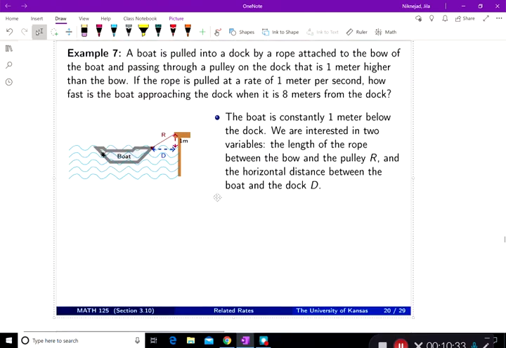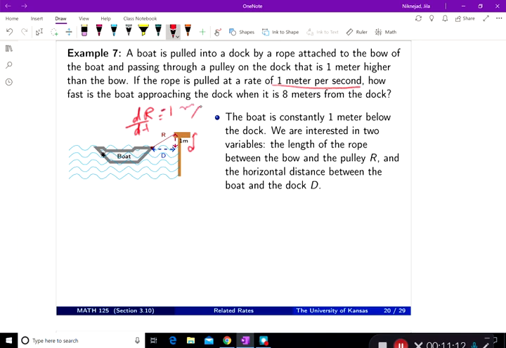Not that we are calculating the angle right now, but that's how it goes. Now, what is the knowledge that we have? We know that this is 1 meter. We also know that the rope is being pulled at 1 meter per second. So this is dr/dt at the instant. Is it positive or negative? We just saw that it's decreasing, so it's -1 meter per second.